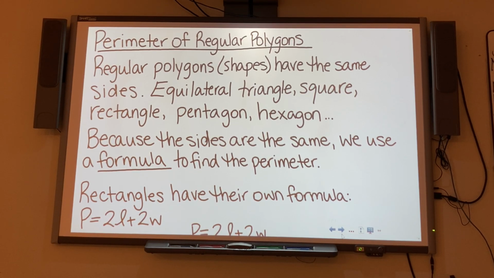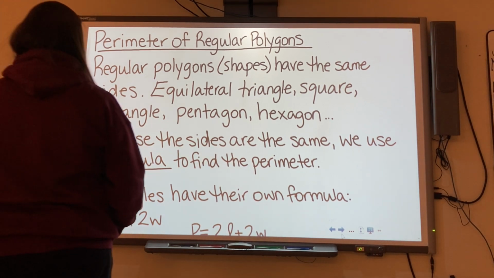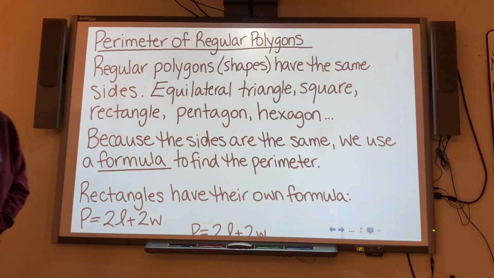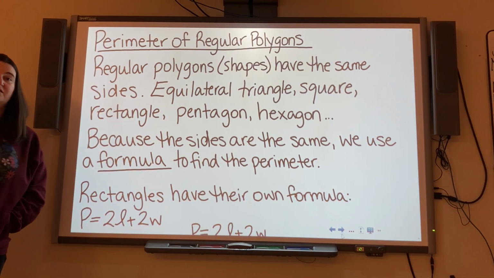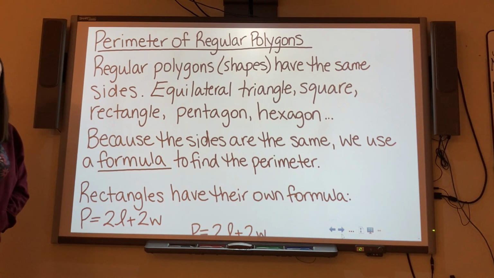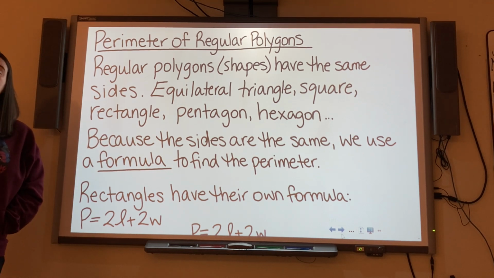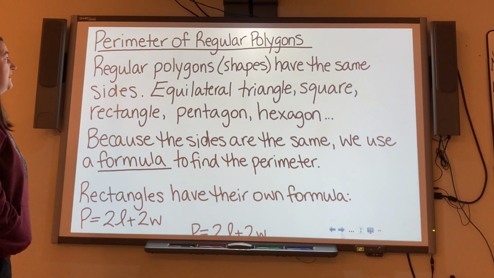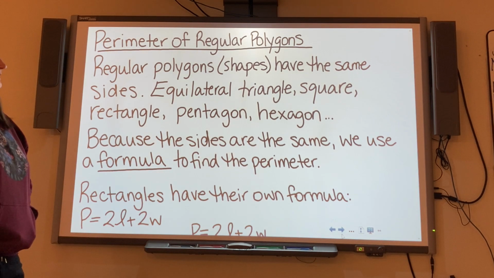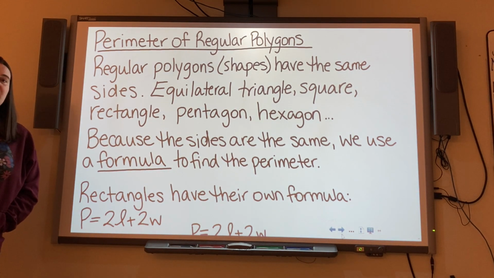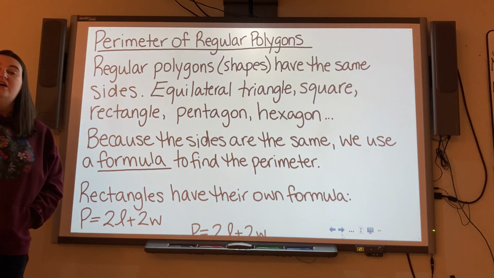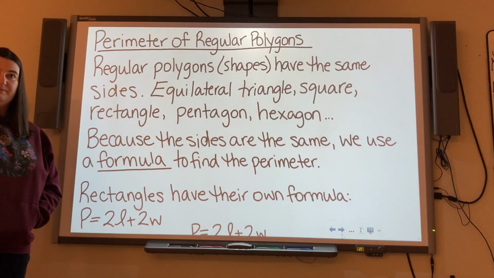Okay, so yesterday we looked at the perimeter of irregular shapes, shapes where none of the sides were the same. Today we're going to look at what are called regular shapes, or more specifically, a regular polygon. So regular polygons or shapes have the same sides. That means all the sides measure the same.